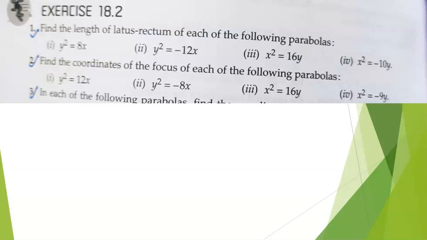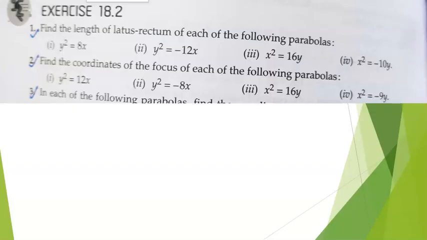Alright students, as I had explained in the class on parabola, what are the different types of parabola? Right hand parabola, left hand parabola, upward parabola and downward parabola. So these are the four categories. Depending on these, we will solve the questions, and whatever the question is asking, accordingly we will solve.